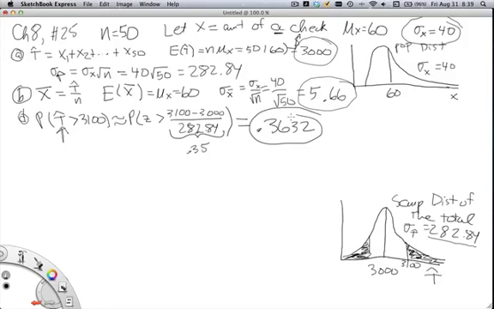Part E reads, what is the approximate probability that the average of all 50 checks is between 58 and 65? So part E is asking us to find this. What's the chance that x bar, the average, is sandwiched between 58 and 65? Well, I'm now going to go draw this distribution. I'm going to put it underneath this one because they have the same mean.